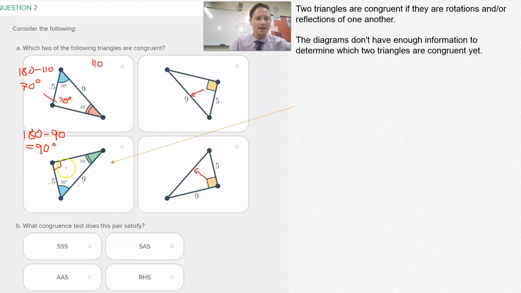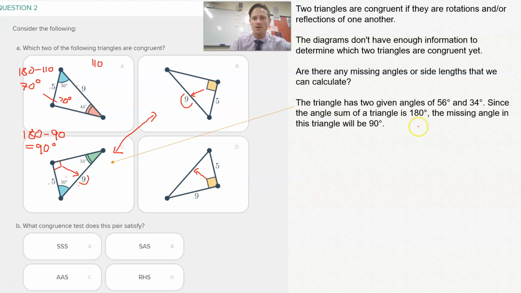So now, even though this triangle looks quite different, let's see, opposite the right angle, we've got a 9. What's a triangle that opposite the right angle has 9? It's actually this one here. Okay, so now these two are looking a little bit similar. So can we formally prove that they are congruent?